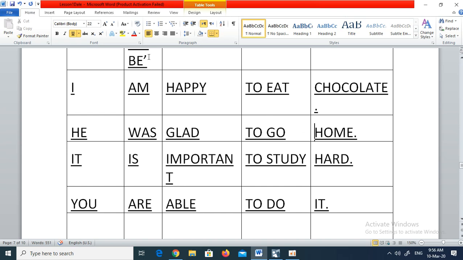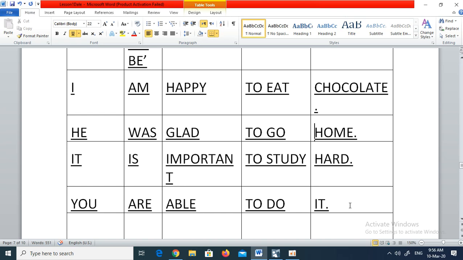The other examples are equally easy. It is your subject. Is a form of the verb to be. Important, the adjective. To study, the infinitive. And hard is your predicate. Example 5. You is the subject. Are is the verb to be. Able is the adjective. The infinitive is to do. And the object is it.